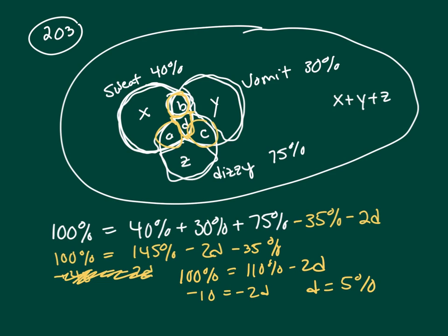So we're trying to find X plus Y plus Z. We know A plus B plus C is 35, and D is 5%. So if you add those together, you get 40%. So that means you're left over with 60%. That would be X plus Y plus Z. And so we want to take 60% of 300 because that's how many people we have, and that would be 180 people. Sorry, I lost that 35%. So your answer is D.